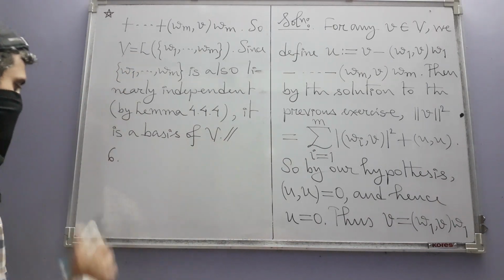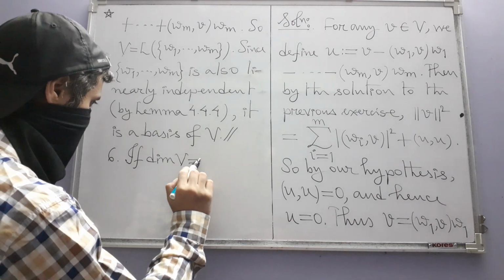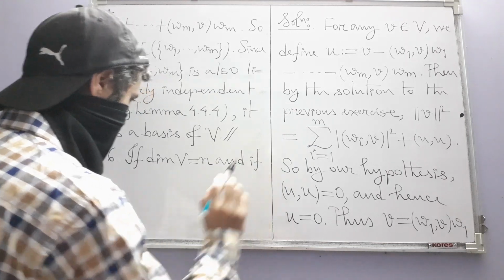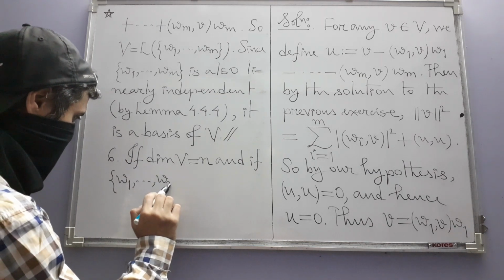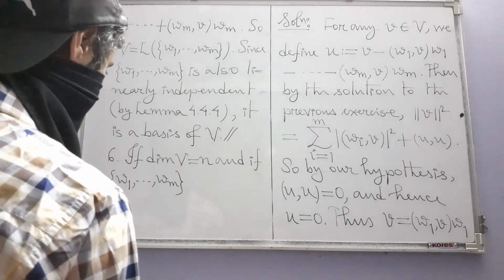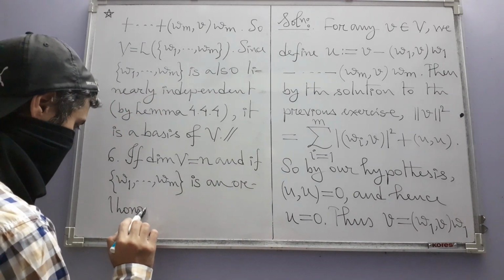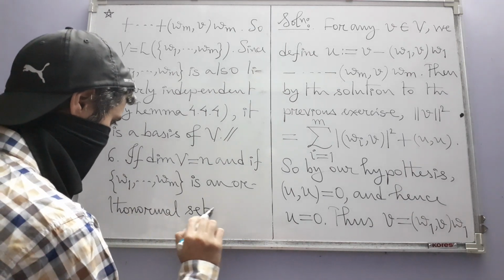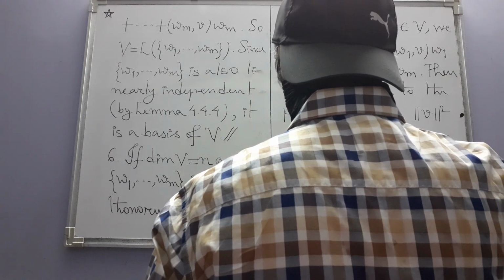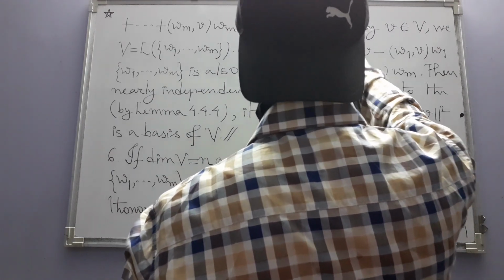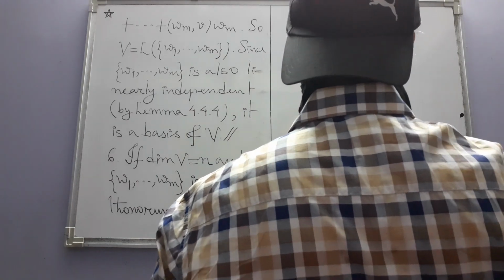Next, exercise 6. If the dimension of V is n, and if again here also we have a set, this is an orthonormal set in V, then we can extend this to create a basis for the entire space V. We can extend this orthonormal set by introducing extra vectors if necessary.